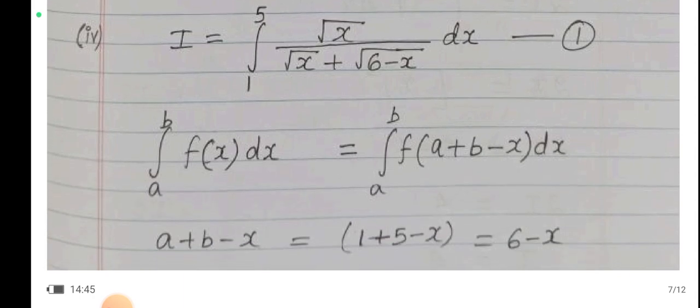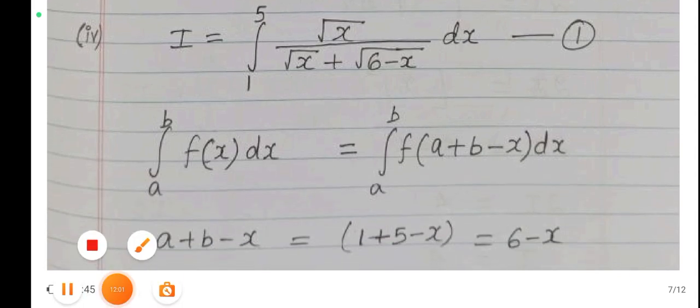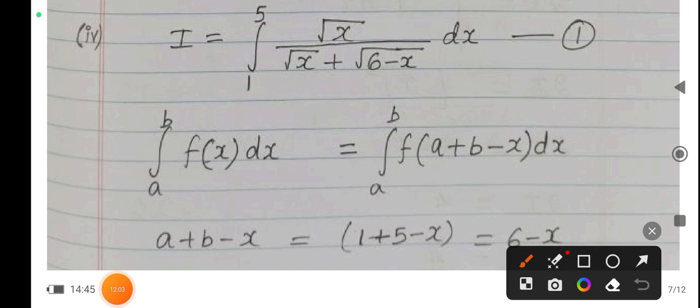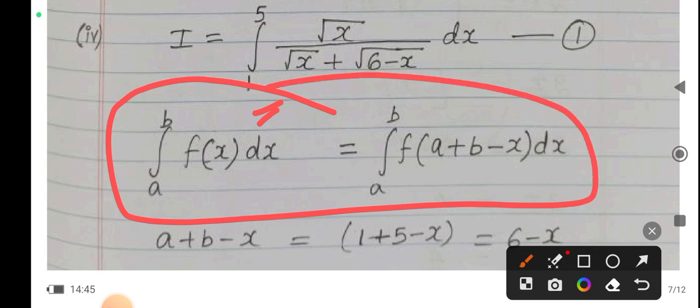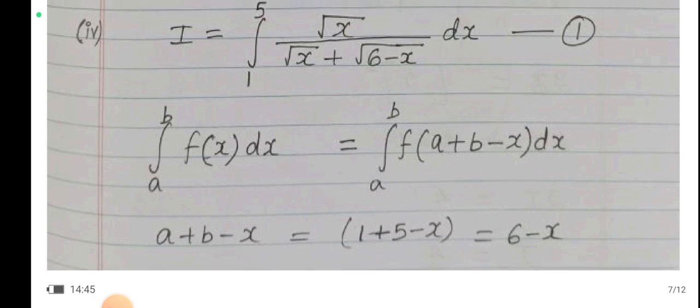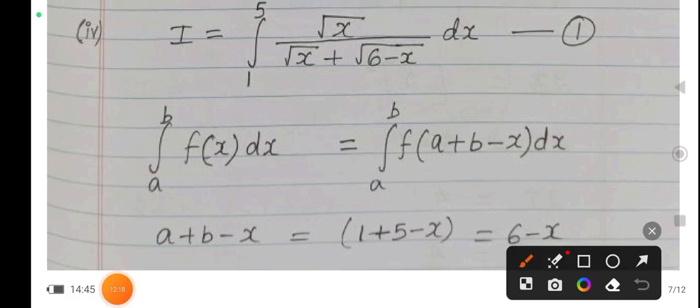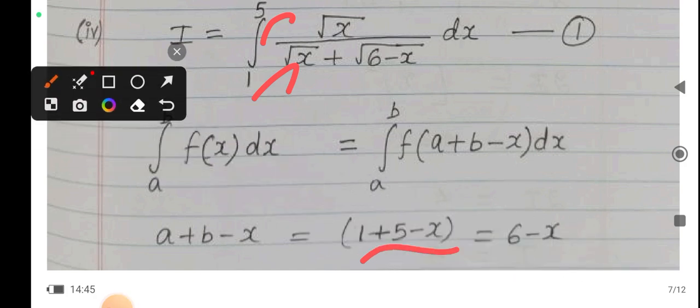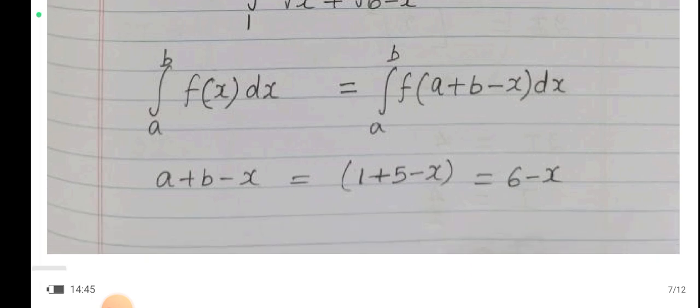Go for the fourth subdivision. Again the same formula, not 0 to a, but integral a to b. So integral a to b f of x dx is integral a to b f of a plus b minus x dx. What are we going to apply for this sum? First I am finding a plus b minus x. a is 1, b is 5. So 1 plus 5 minus x, we are getting 6 minus x. Like that we are finding and keeping it.